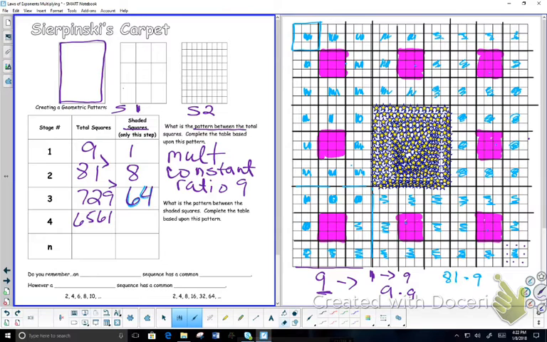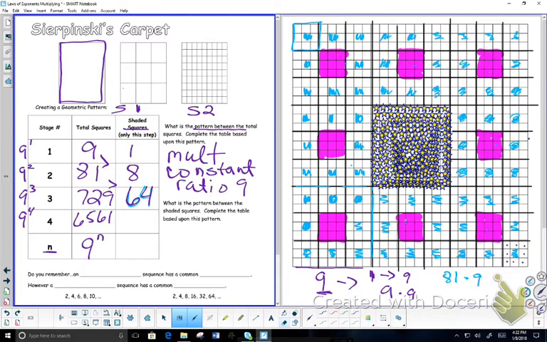Well, what if I don't know the term? Because this was the first stage, the second stage, the third stage, and the fourth stage. But what if I wanted the 10th stage, or the 21st stage, or I don't even know what stage I'd want? Well, then you're talking about the nth term. And you'll notice right here, this one was 9 to the first power. This one was 9 squared. This one was 9 cubed. This one was 9 to the fourth power. So therefore, 9 on the nth term would simply be 9 to the nth power.